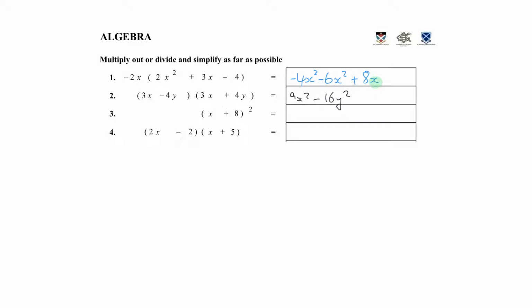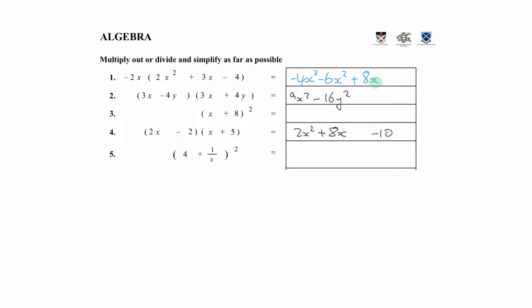Question 4 is very similar to question 2. We've got a binomial times a binomial, so multiply every term in the first bracket by every term in the second bracket. So 2x times x is 2x squared. 2x times 5 is 10x. Minus 2 times x is minus 2x. And minus 2 times positive 5 is minus 10. These two terms in the middle are like terms, so we need to add them. So plus 10x minus 2x gives us plus 8x.